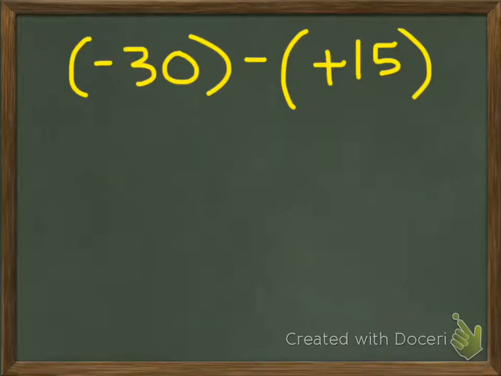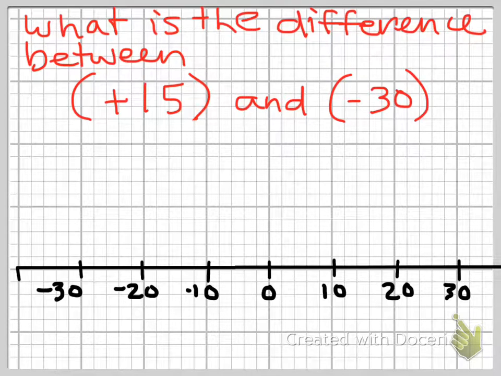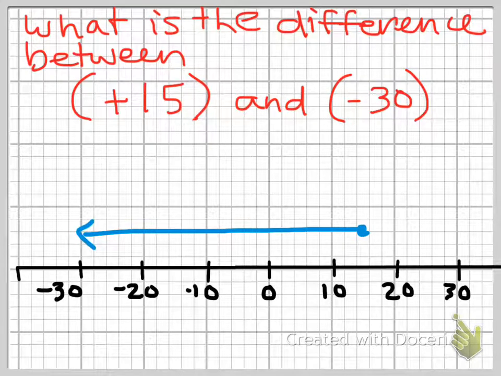What is the difference, or if I read it in a traditional way, negative 30 minus positive 15? Or what is the difference from 15 to negative 30? So let's try this on a number line. So I'm first going to mark where my positive 15 is, which is about there. And since I'm trying to get to negative 30, I'm going to have to go towards the left, so into the negative. So I'm going to draw this line here to show going all the way to the negative 30.